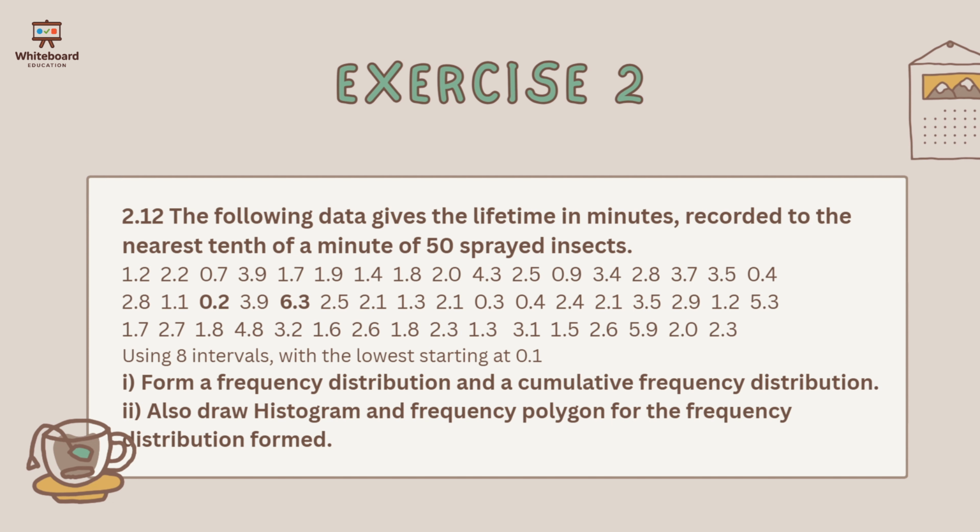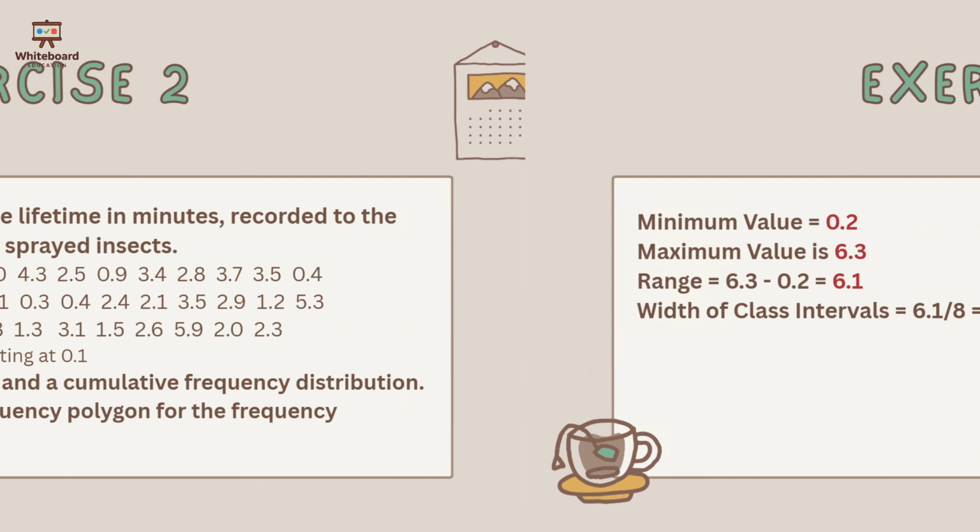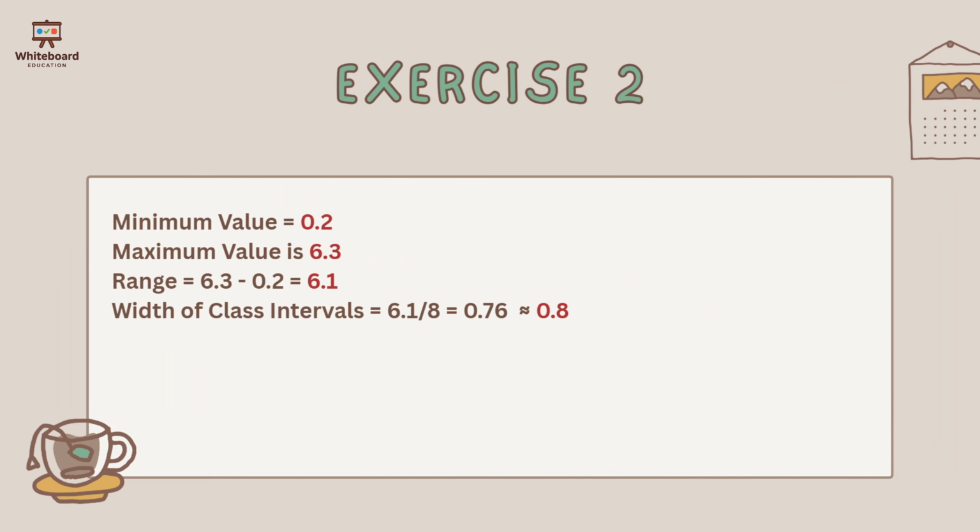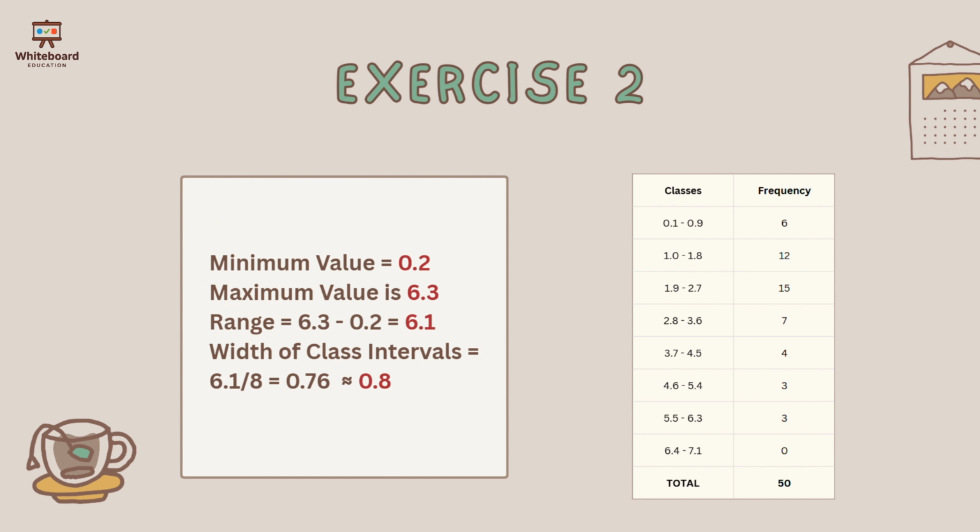First of all, we need to find the minimum and maximum value in the data, which is 0.2 and 6.3 respectively. We calculate the range, which is 6.1. So the width or the length of the class interval is 6.1 divided by 8, as we need to form 8 classes. So the answer is approximately 0.8. Here are all the classes formed with their corresponding frequencies. Next we add the class boundaries to this table.